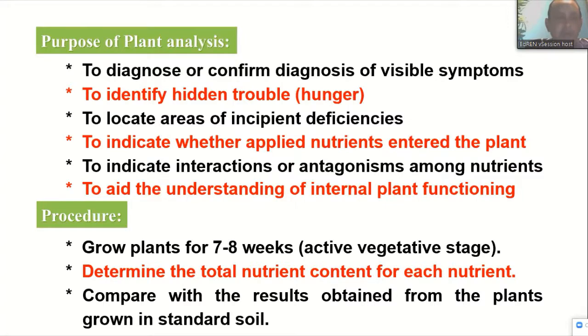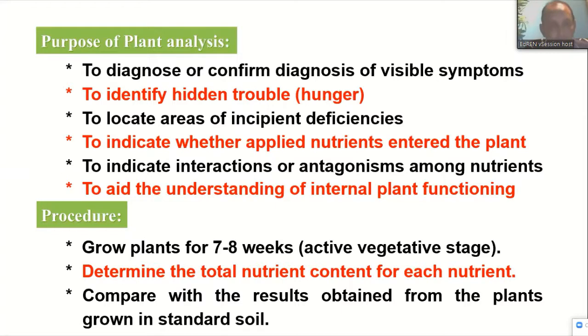We grow plants for 7 to 8 weeks in the field. Then we determine the total nutrient content for each nutrient. For example, separately we measure the nutrients, for example, nitrogen or sodium, potassium, calcium, phosphorus. Each element should be measured in a separate way, and compared with the results obtained from the plants grown in standard soil.